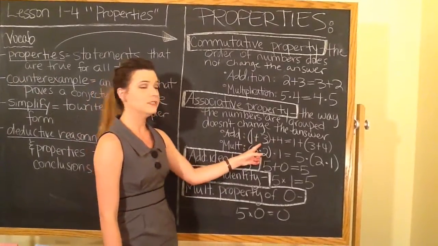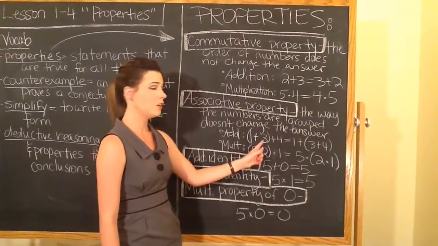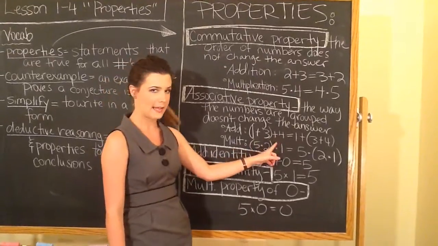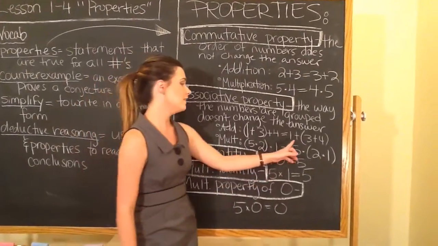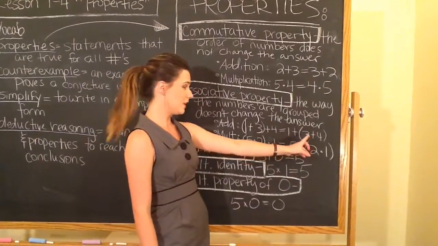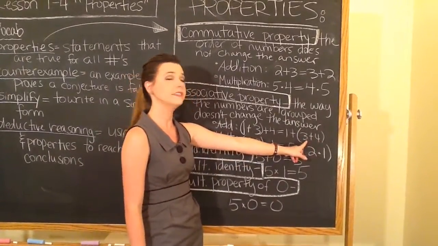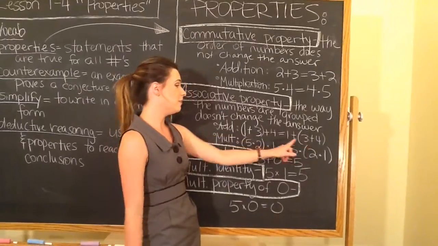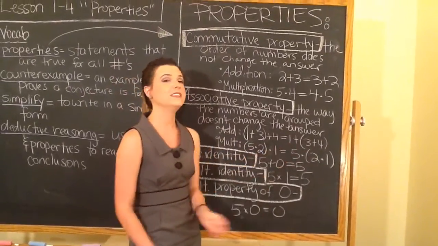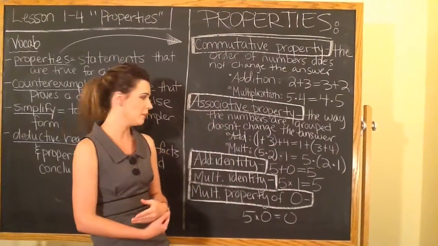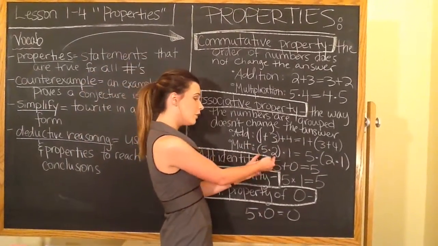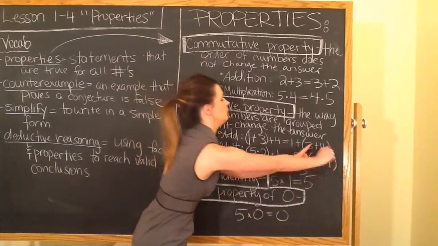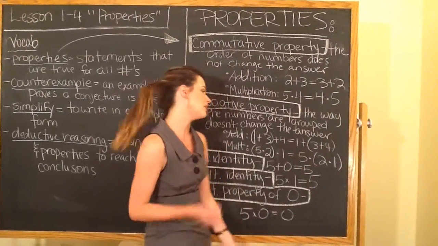1 plus 3 gives us 4, right? So 4 plus 4 gives us 8. So our answer is 8. Let's see if the other side does the same. We have to do what's in parentheses first. So 3 plus 4 gives us 7, and then 7 plus 1 gives us 8. So we see that we get the same answer no matter what. This works for multiplication as well. Even if the 5 and the 2 are grouped together first, it'll be the same as if the 2 and the 1 are grouped together. It'll give you the same answer.